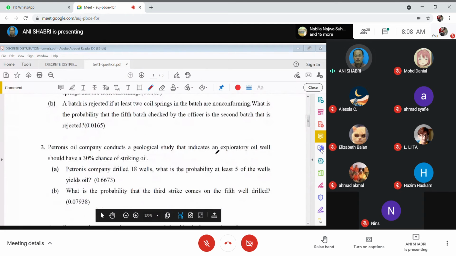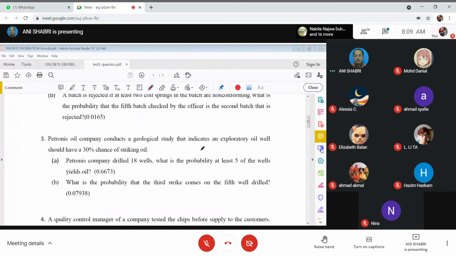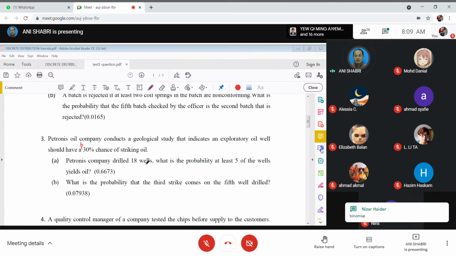Okay, look at number 3. Petronas Oil Company conducts a geological study that indicates an exploratory oil well should have a 30% chance of striking oil. So p is given. Petronas Company drills 18 wells. What is the probability that at least 5 of the wells yield oil? What is the distribution for 3A? Binomial is okay.